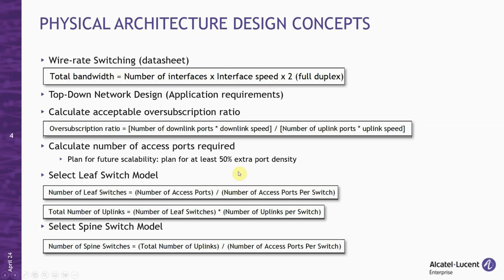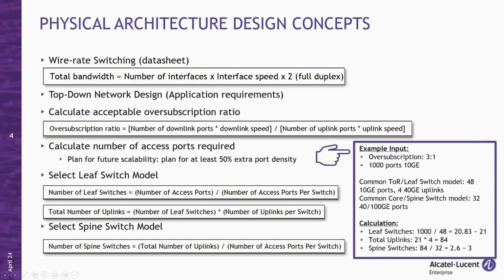As an example mentioned here, of the process of designing your physical requirements, assuming an oversubscription ratio of 3 to 1 and 1,000 port server density. So this is the calculation you can see here. This doesn't consider any extra port density requirements.